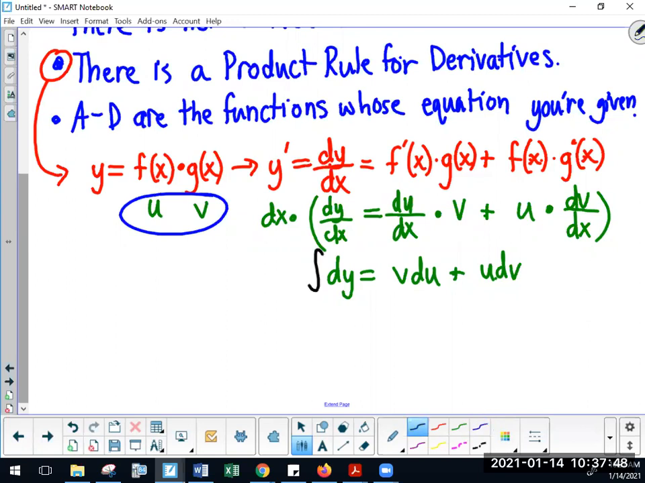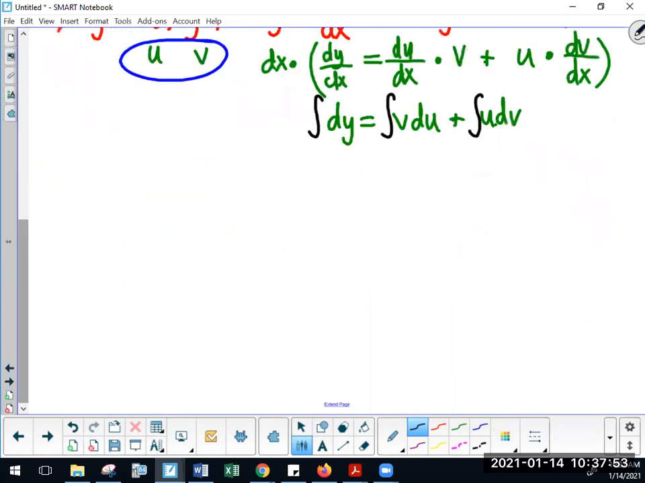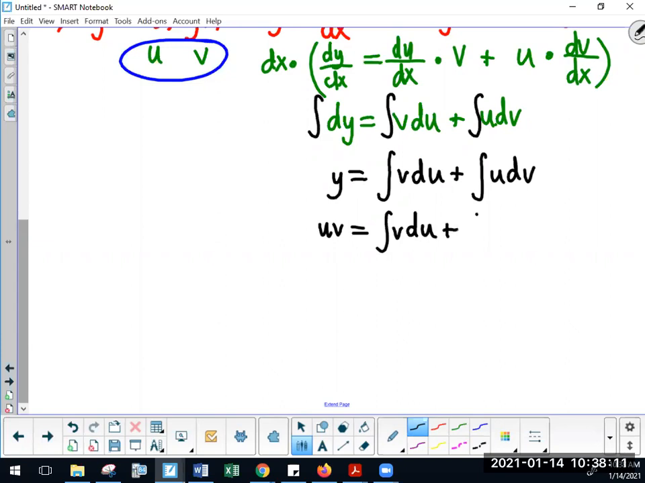Because we have a specific goal in mind. We are going to do the antiderivative on both sides. So we have y equals the antiderivative of v du plus the antiderivative of u dv. A little bit of substitution, so everything is in terms of u and v. Namely, remember y is u times v. And last but not least, a final arrangement of terms.